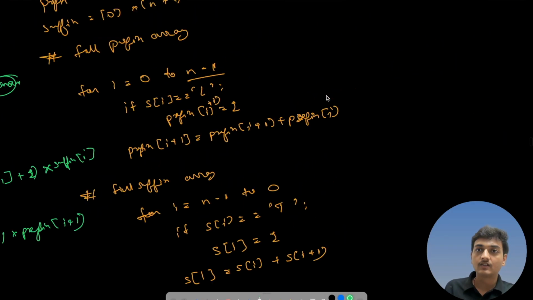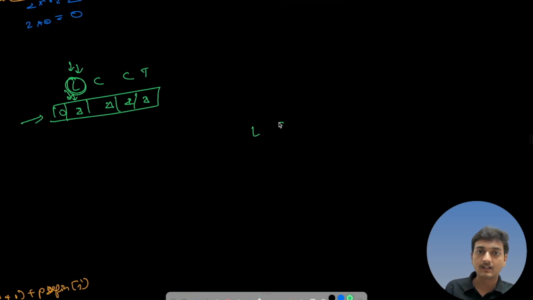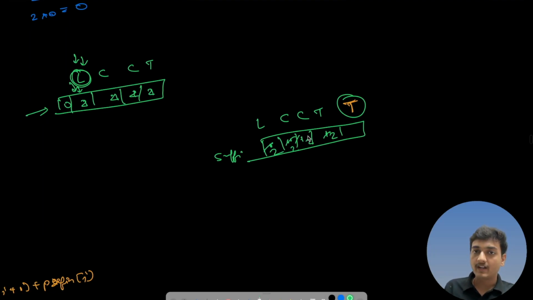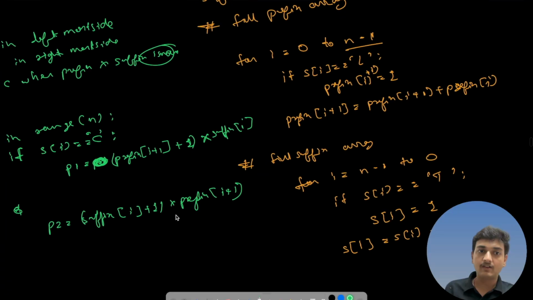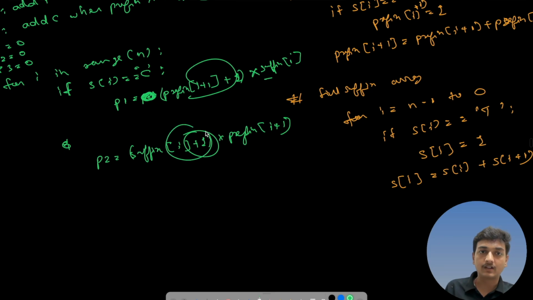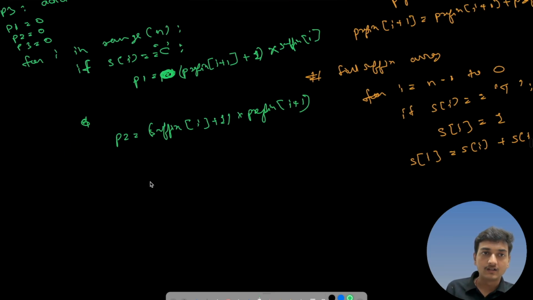Why am I doing this? For this test case, again LCCT, this was my original case. Now I'm adding a T here extra. If I add an extra T here, all values, I was having one here, one here, one here, one here, this is the suffix array. If I add this T here, all values should be incremented by one, right? I will not be modifying the array, but just while accessing the values, I will be doing a plus. I hope you got why we are doing plus one here and plus one here. Okay, super.